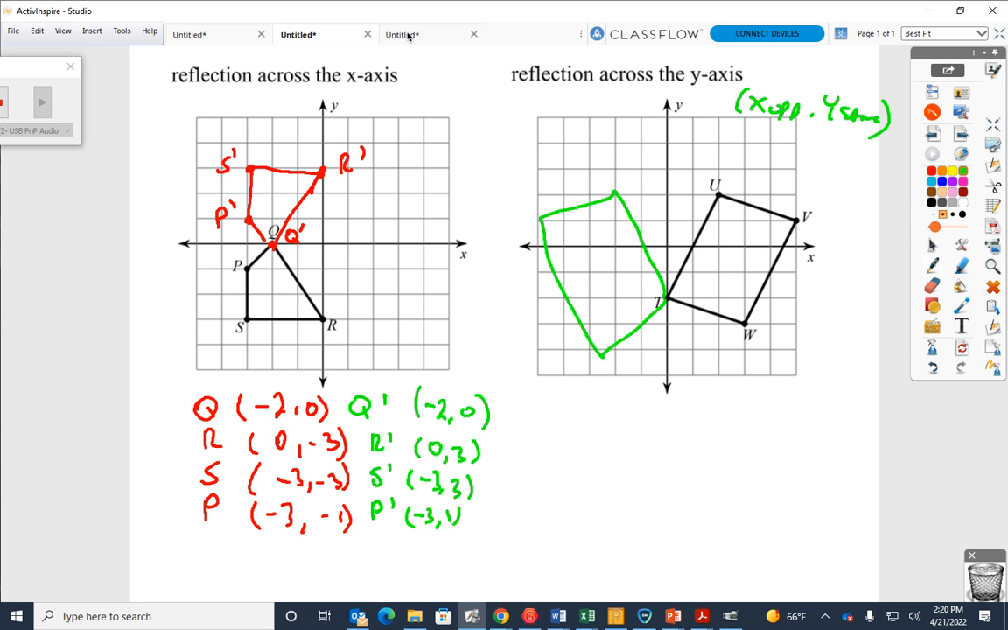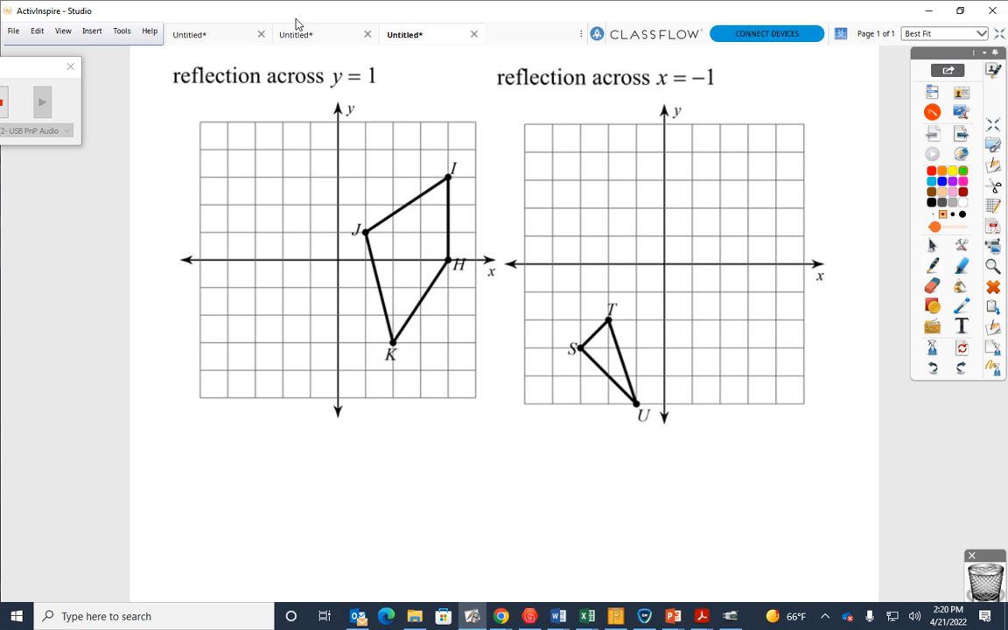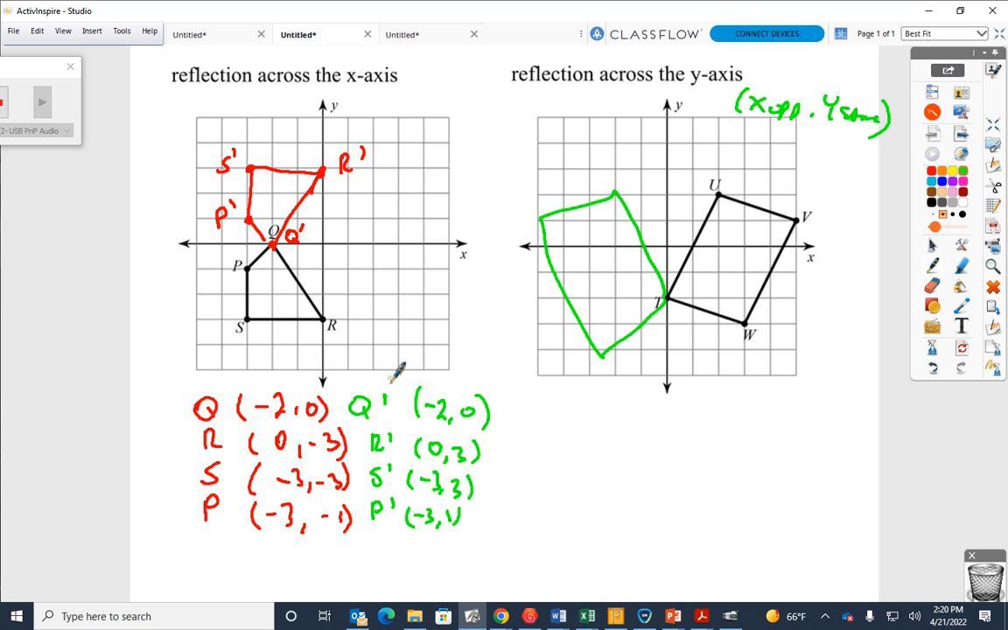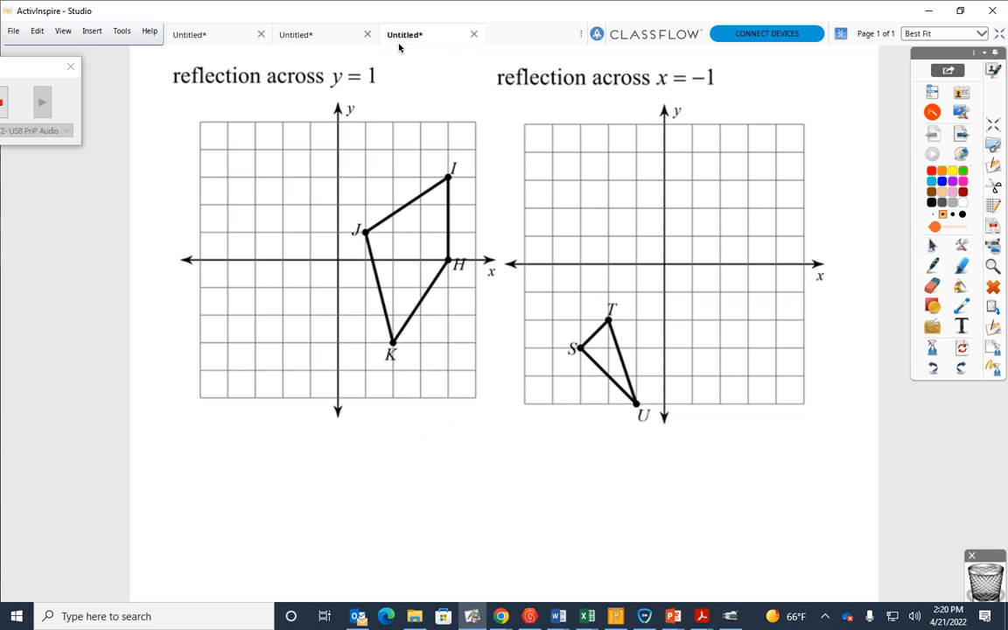When you see this next page, all of these are easy because these are over an axis, okay? Axes are easy to reflect over. But what's different about this one, this doesn't go over an axis. This says reflection across y equals 1.